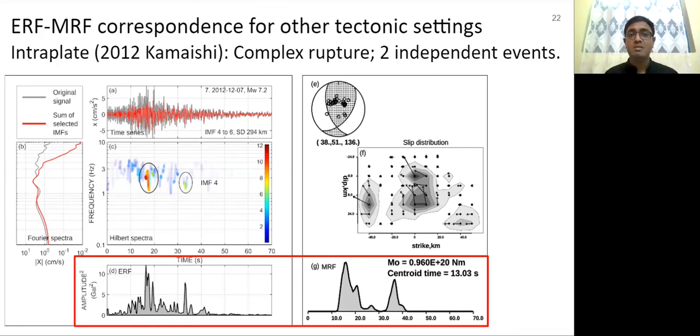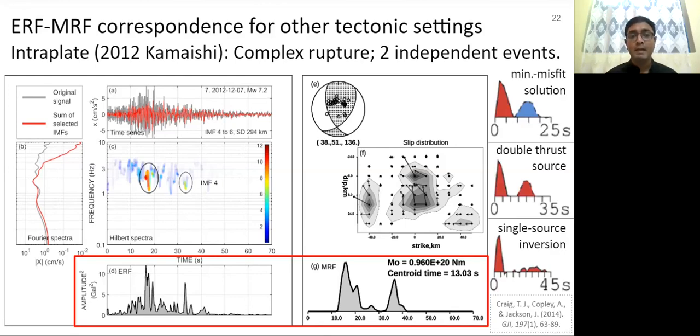The final event is the 2012 Kamaishi intraplate earthquake, modeled as 2 independent events in multiple studies. Harada et al. 2013 and Lee et al. 2013 modeled the event as a deep thrust and shallow normal faulting doublet, separated by around 20 seconds. Craig et al. 2014 obtained 2 dominant pulses of energy release lasting for about 25 to 35 seconds. The pulses were approximately 10 seconds each, and the separation between the two was about 15 to 20 seconds. Our ERF and MRF also show 2 dominant pulses of around 10 seconds each and a total of 30 seconds. This result showcases our technique's ability to resolve complex ruptures, including those with sub-events or multiple events.